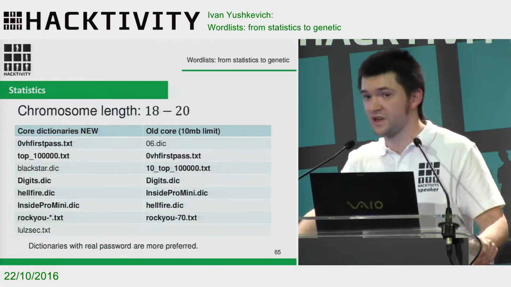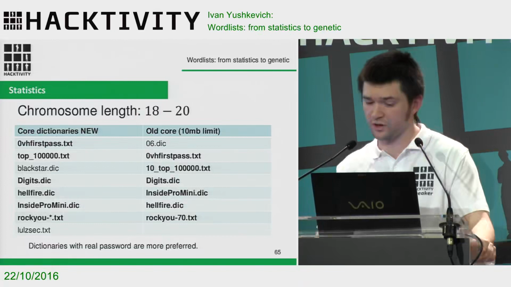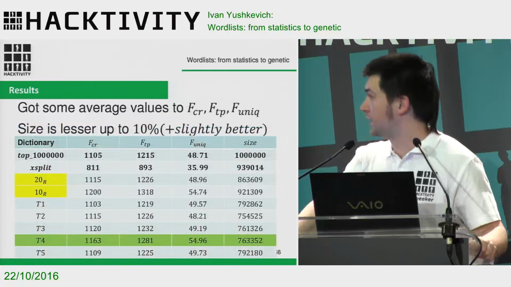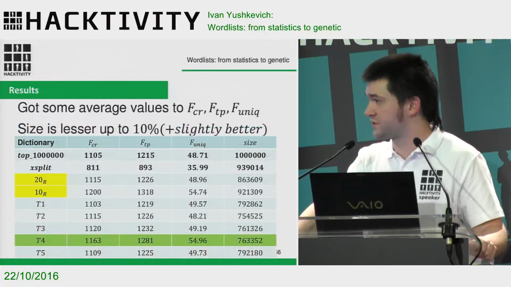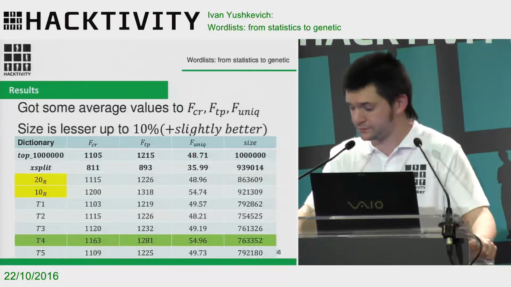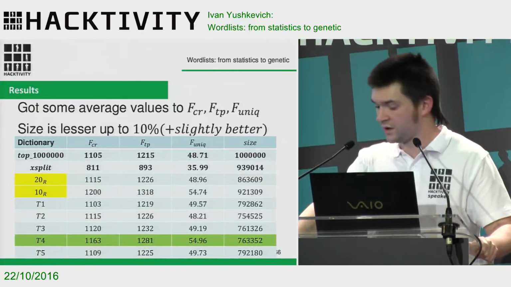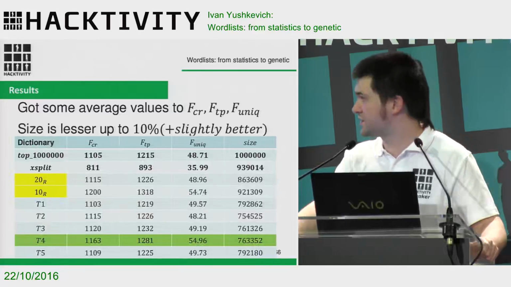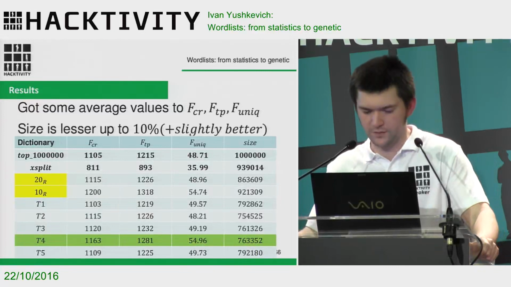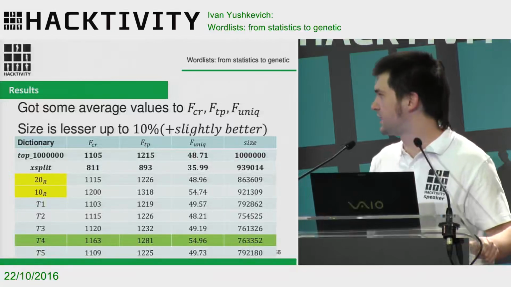And some comparison between the old dictionary test and the new one. You can see here that they are pretty much the same. So the dictionaries with real passwords are preferred. In another table, I chose the best representatives from the previous tests, and the word list I used is the top million in XSplit. As you can see here, one dictionary is even better than the best representatives from previous tests, and of course better than the common popular word list. Slightly better, but it's okay.